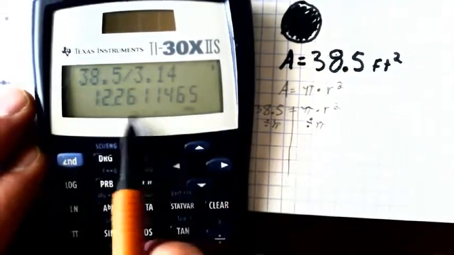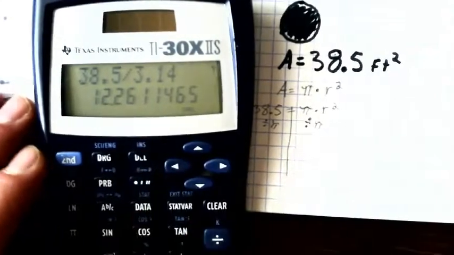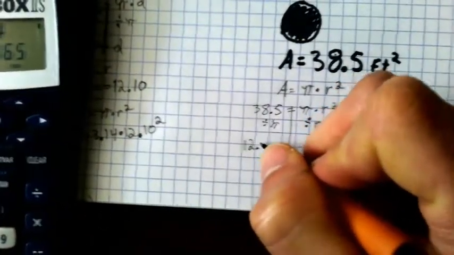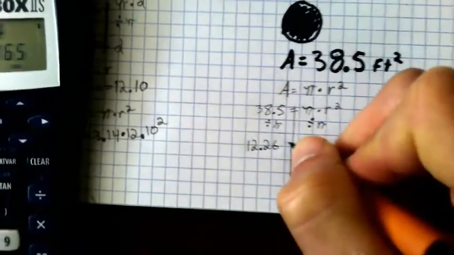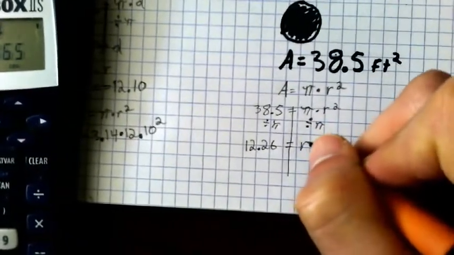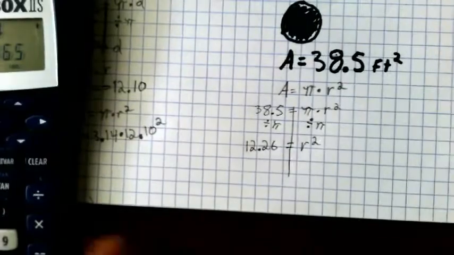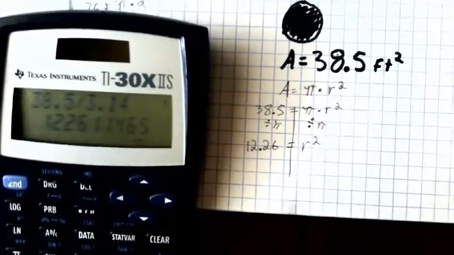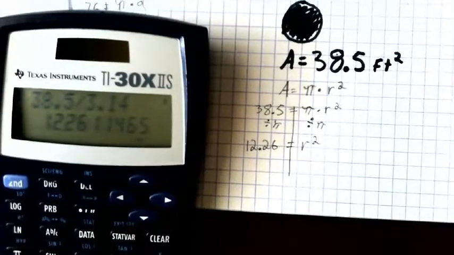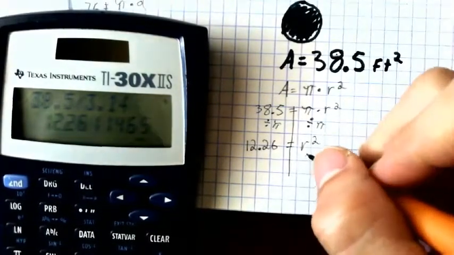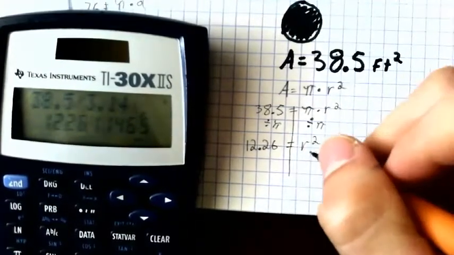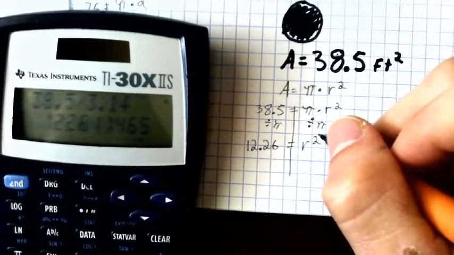But I don't want all that. Round it to the nearest hundredth, so I'm going to have 12.26 is equal to radius squared. Now the question is, how do you get rid of this squared? The opposite or inverse of squared is going to be the square root of something. So what I have to do is the opposite of squared. So it's called square rooting.